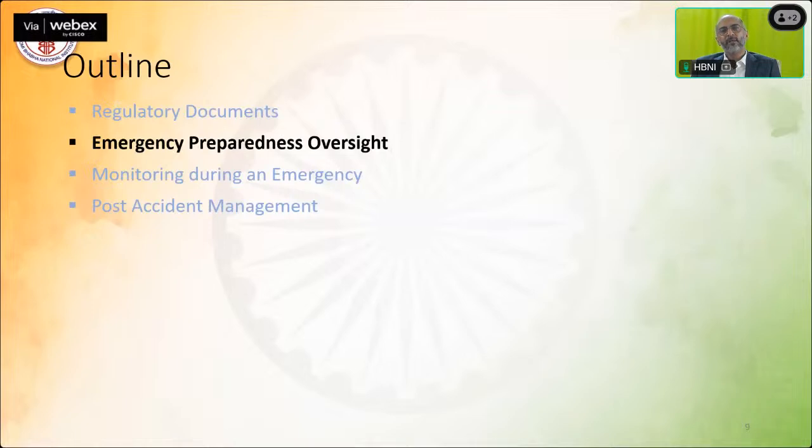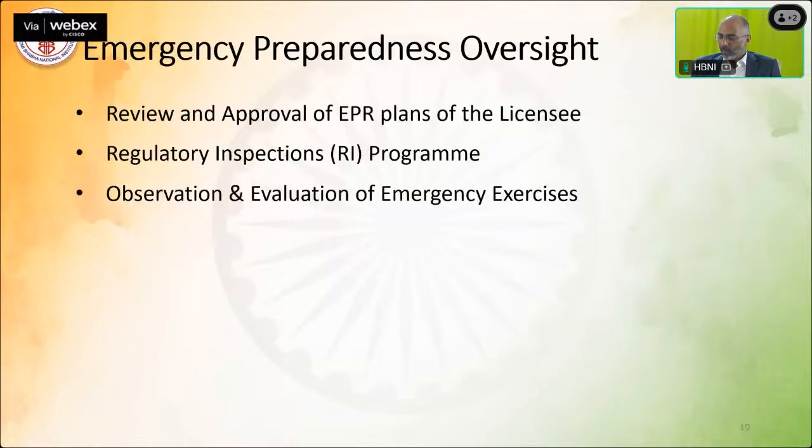And let me just take you through the emergency preparedness oversight domain. How AERB does the oversight is that the oversight is strictly restricted to the licensee, and we do the oversight through the review and approval of EPR plans, that is emergency preparedness and response plans of the licensee. We also conduct regulatory inspection programs specifically focused with special modules for emergency preparedness and response. And we conduct an elaborate observation and evaluation program towards the emergency exercises. So this is a key focus for AERB, and we believe that this is a key cornerstone that is going to ensure an effective preparedness level by all of the agencies. So these are the three tools through which we do the oversight.